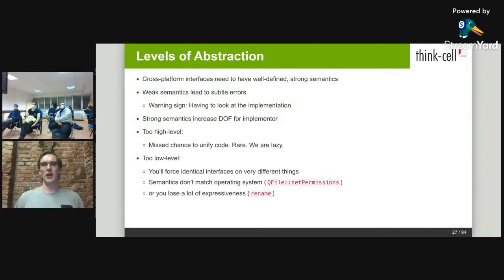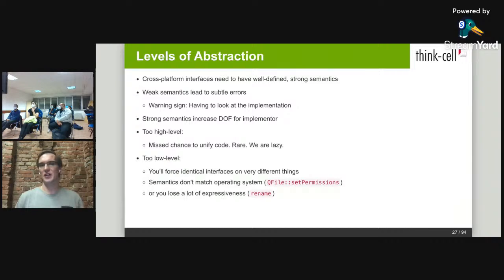There are two mistakes we can make here. We can start introducing cross-platform interfaces at too high an abstraction level. And that might mean that we miss the chance to unify some code that would in fact have been identical on each operating system. This, in my experience, is extremely rare because we are super lazy as programmers. The opposite mistake is much more frequent, that you try to force a cross-platform interface on some very low-level functionality, and then you end up forcing identical interfaces on very different things. And the result might be that the semantics don't match the operating system anymore.